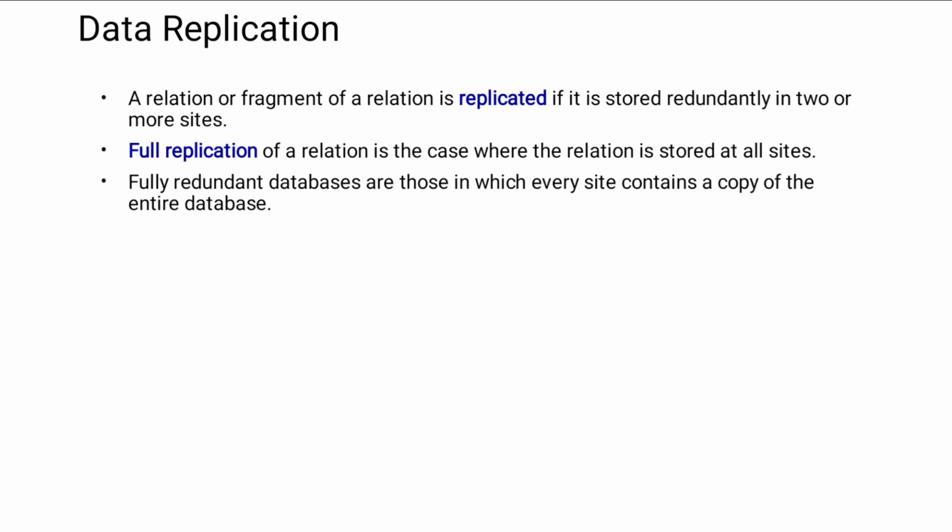Replication means copying, that is, many copies are made. If a relation is stored redundantly in two or more sites, it is replicated. If one data is available at more than one site, that is called data replication. Full replication of a relation is the case where the relation is stored in all sites. That is meant as full replication. Fully redundant databases are those in which every site contains a copy of the entire database. Two terms we have learned. First one, full replication. Next, fully redundant database.